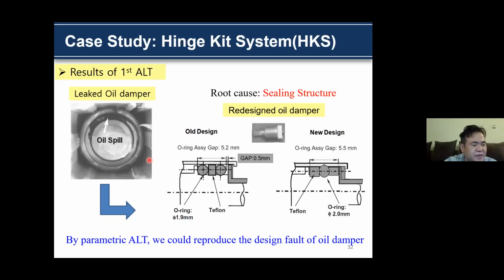After the first test, we disassembled the hinge kit system. We found the leaked oil damper. The root cause of this failure came from the oil damper sealing structure. When operating the oil damper hinge kit system, the oil ring interferes with the Teflon, and finally the oil ring tears and the damper leaks. Finally, we modify the oil damper sealing structure. By the parametric test, we can reproduce the design fault of the oil damper.